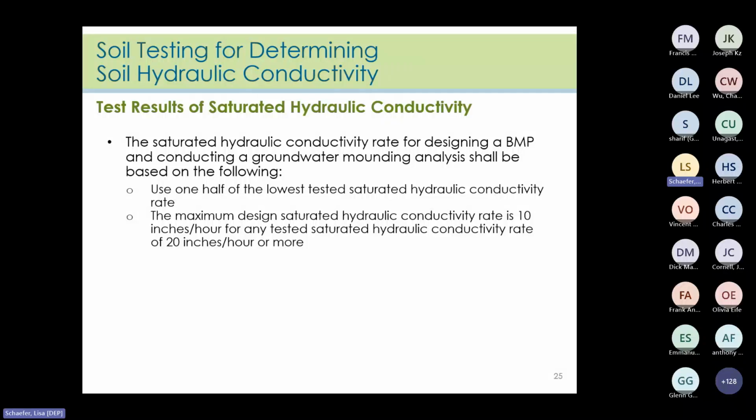Now, where any tested saturated hydraulic conductivity rate is 20 inches per hour or more, the maximum design saturated hydraulic conductivity rate that can be used is 10 inches per hour.